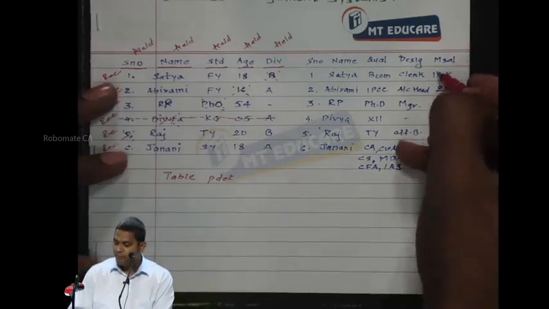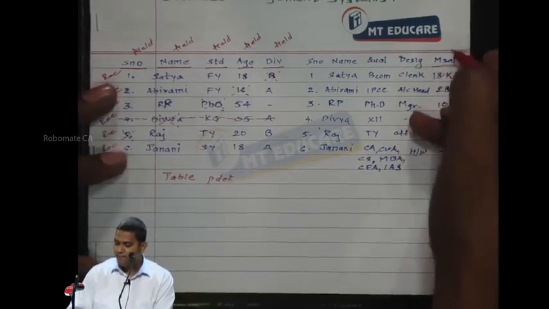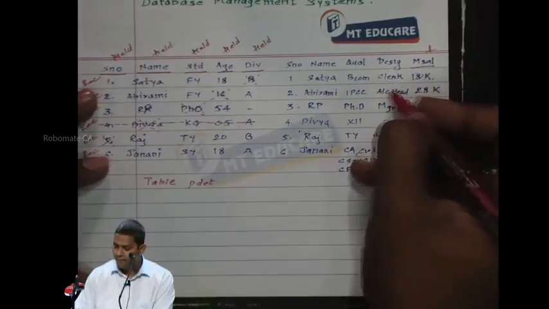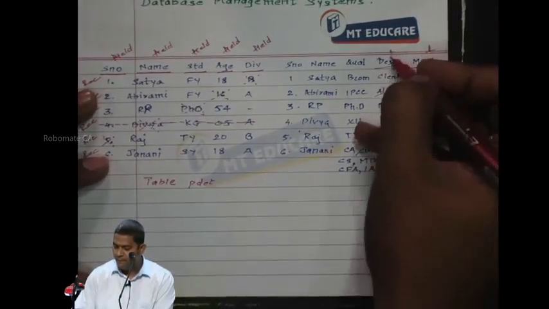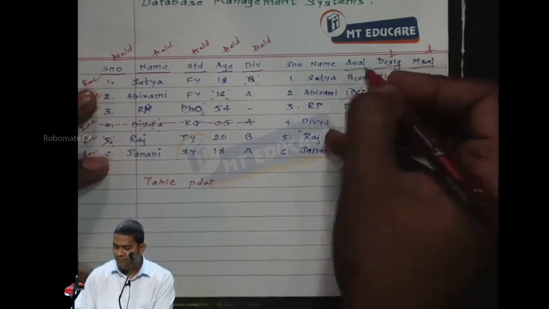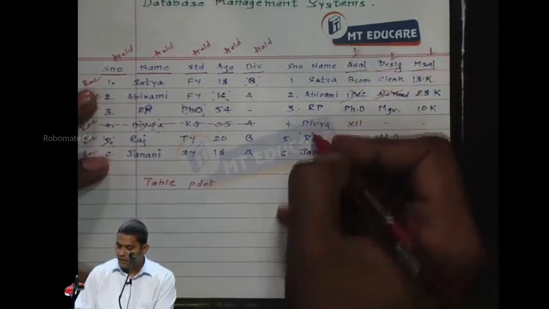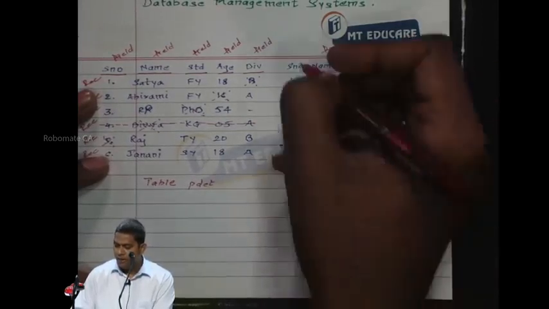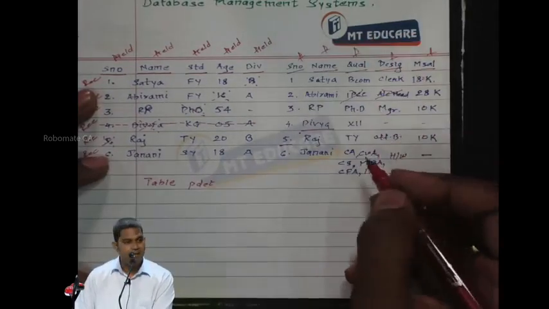Can you see a field? Yes, IPCC, qualification, field. Yes, Divya, name, field. Roll number, that is student number, field.